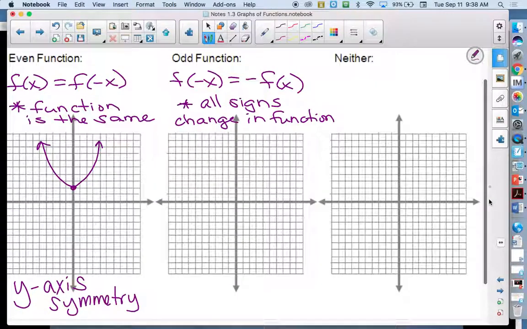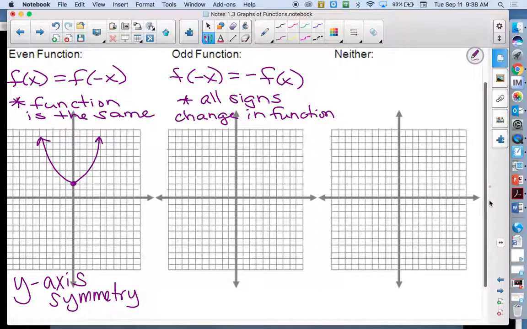What kind of symmetry do you think odd functions have? X-axis. X-axis. Anyone else? If it had x-axis symmetry, think about it. If something's symmetrical about the x-axis, that means the x-axis would cut it in half. What's wrong with having x-axis symmetry, Greg? Then it would be function. It would be a function. So x-axis symmetry wouldn't be a function.